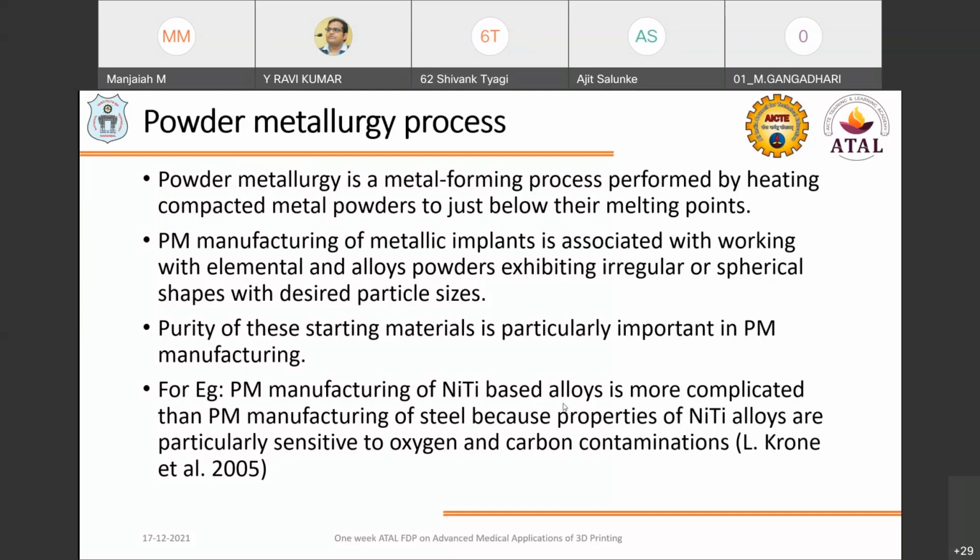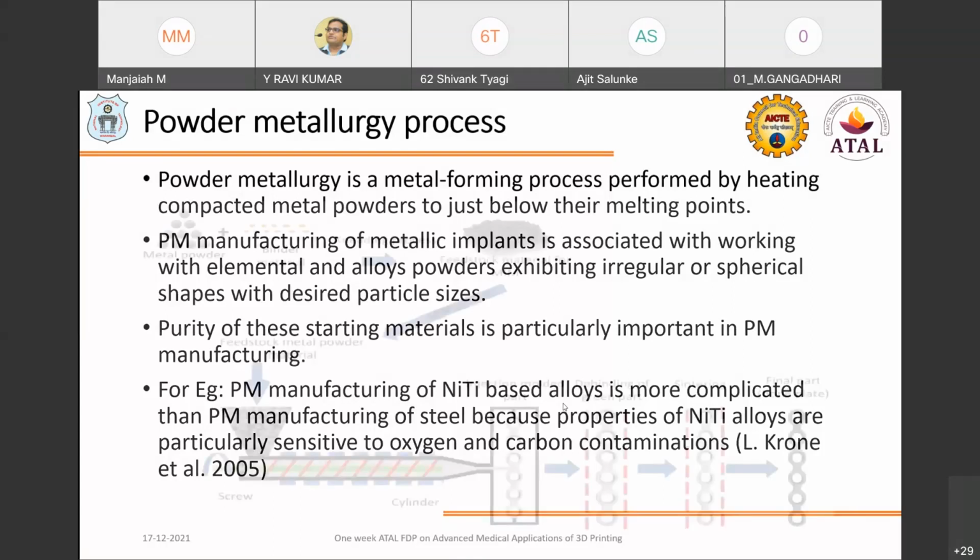Even the purity of these starting materials is particularly important in the powder manufacturing process. Especially with nickel titanium based alloys, it is more complicated than powder manufacturing of steel, because manufacturing these kinds of shape memory powders is highly challenging with an automated process. That's why you need to take care in addressing the chemical properties, shapes and sizes of the powders, especially for highly oxidizing materials, because they are highly sensitive to oxygen, and contamination by carbon or oxygen can cause failure. Using such powders in medical applications is highly prohibited. That's why the manufacturing process is very important.